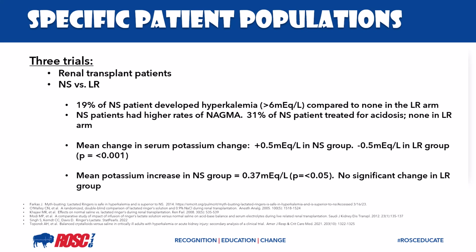In another paper, there was a mean change in serum potassium of about plus 5 milliequivalents in the saline group, and there was actually a small reduction of the potassium level in the lactated Ringer group. And then the last paper showed a mean potassium increase of 0.37 milliequivalents per liter in the normal saline group, and there was no significant change in the lactated Ringer group. This would be an example of literature versus dogmatic teaching.